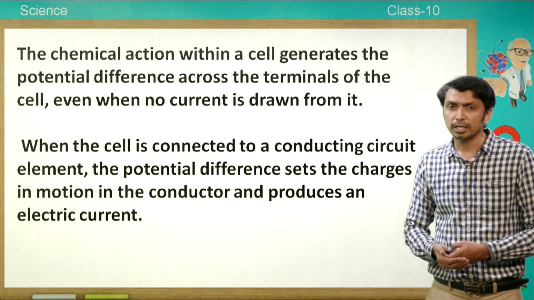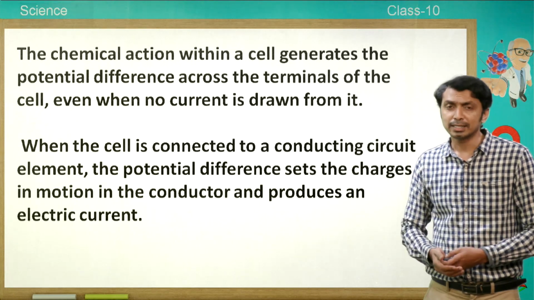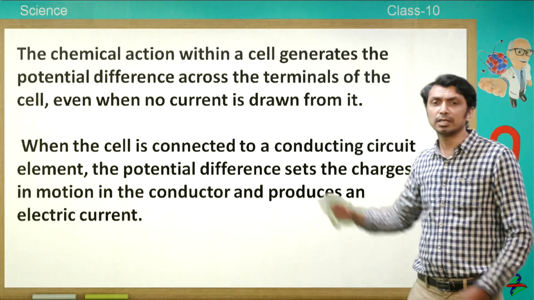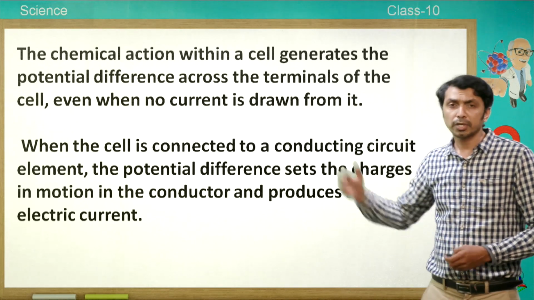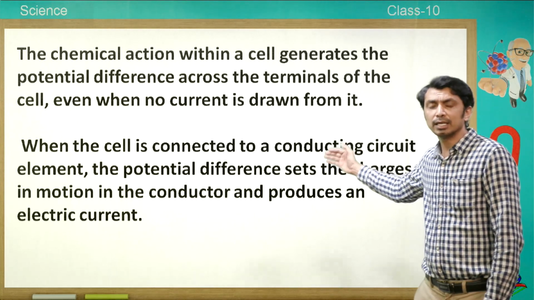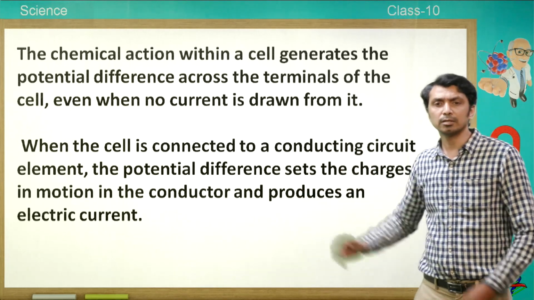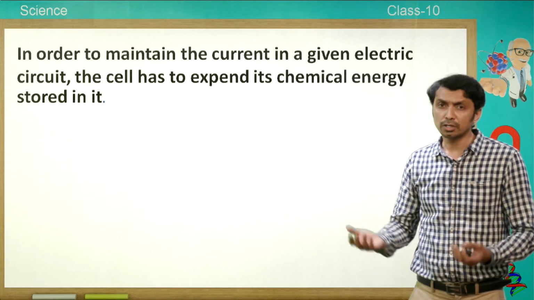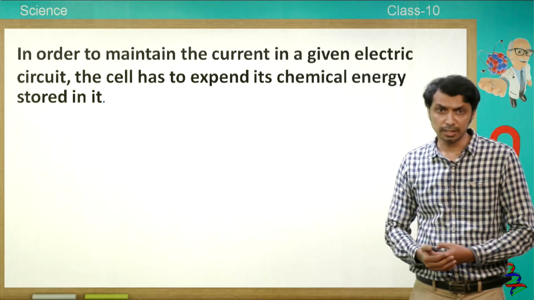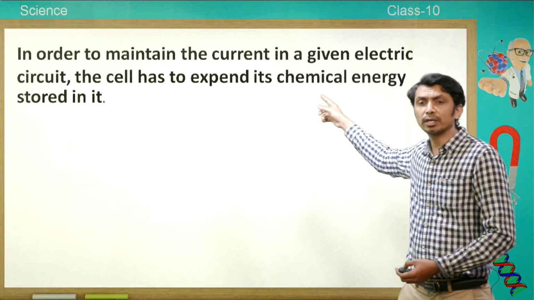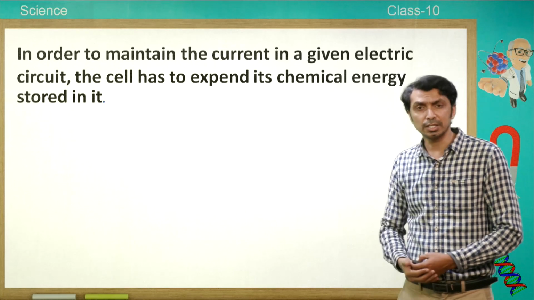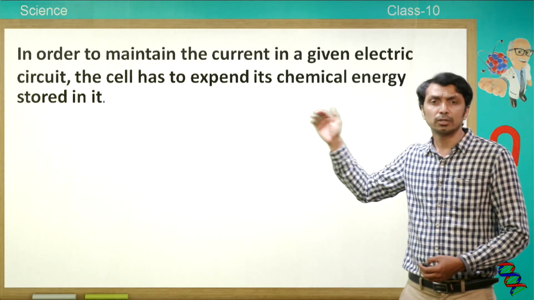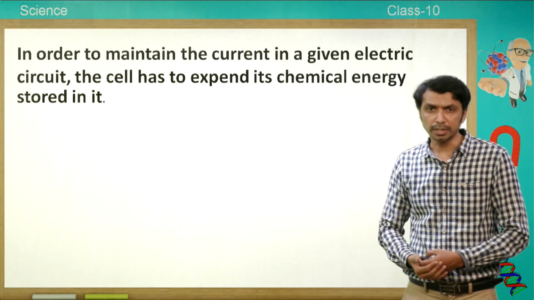In this circuit where we used an electric cell, the potential difference is generated by the chemical action inside the cell. Because of it, the charges in the conductor are set in motion and an electric current is produced. In order to keep the current flowing inside the conductor, the cell should keep on expending its chemical energy to keep the charges moving.